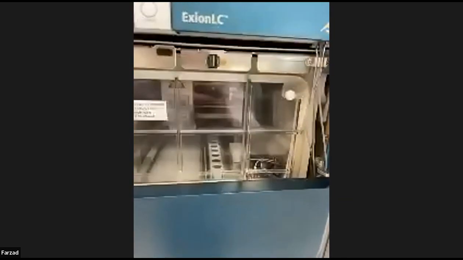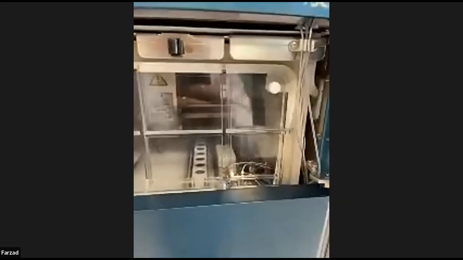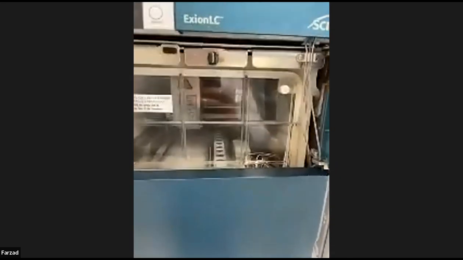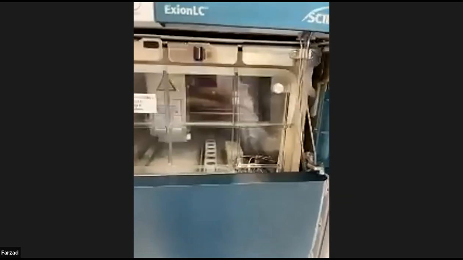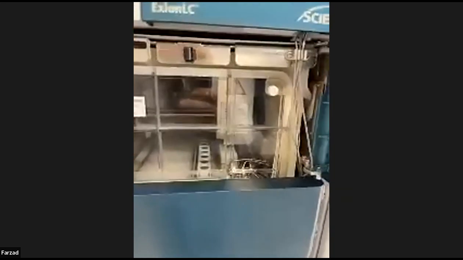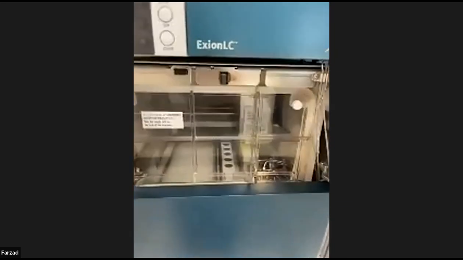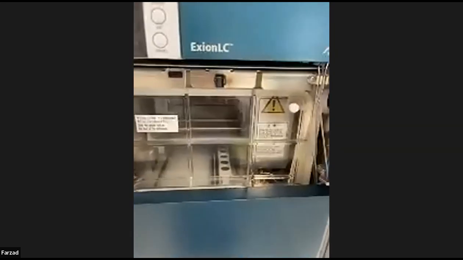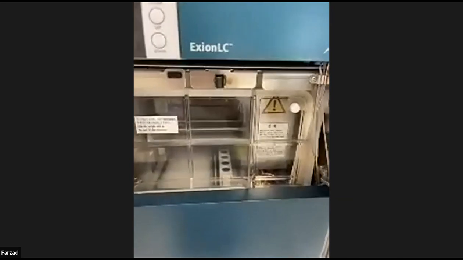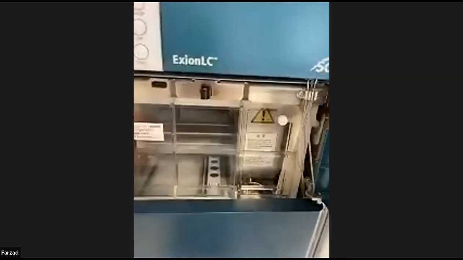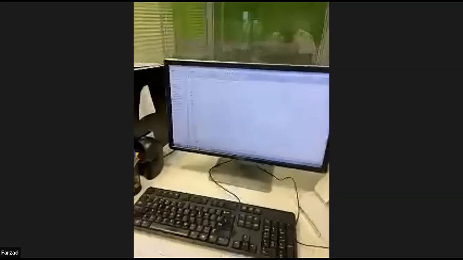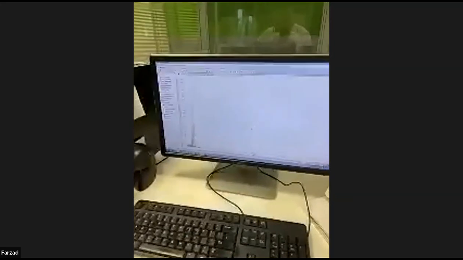the machine is injecting the sample to the mass spectrometer. As you see here, the auto sampler is taking the sample, and it's going to inject the sample into the machine. Well, the sample is injected now, and we can see the graph which is being generated by the machine. And these are the graphs which are being generated by the machine.